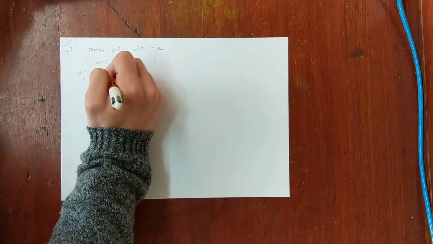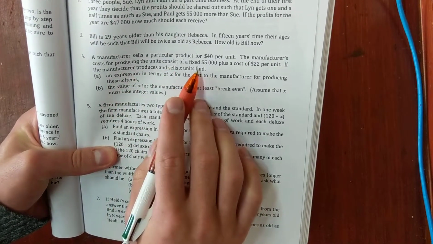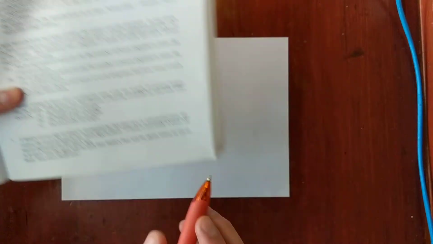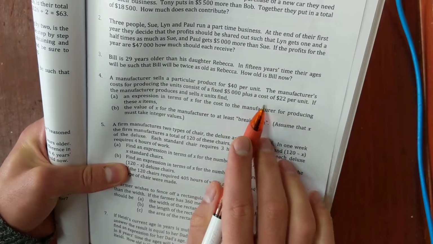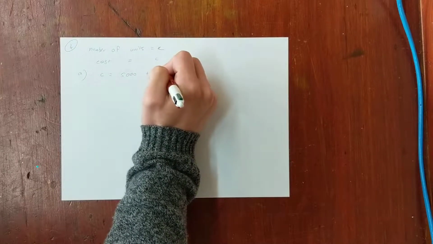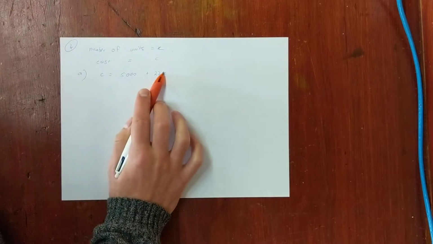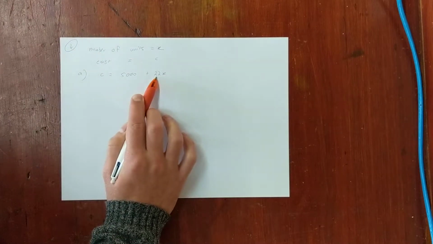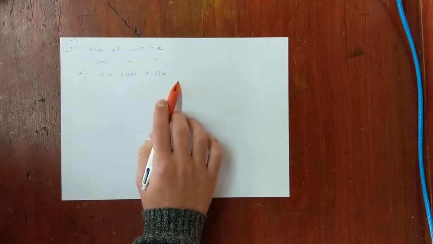So we're going to write the cost equals, and we're told in the question that the costs consist of a fixed $5,000, so $5,000, and then plus a cost of $22 per unit. So plus 22 times X: for every one X that he produces, that's another $22, and then there's the 5,000 fixed. So this is our expression.